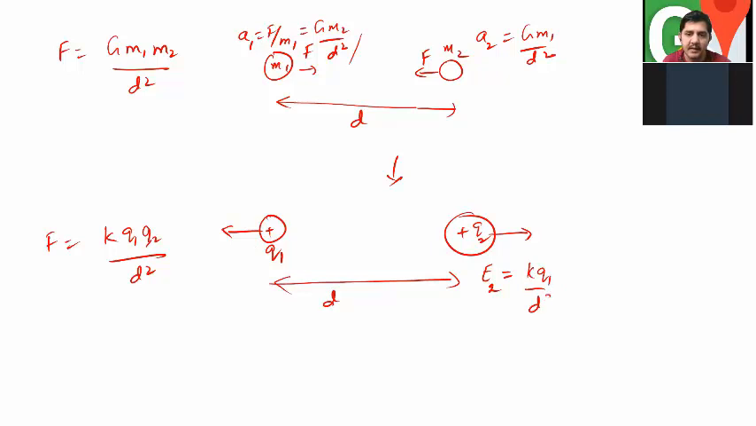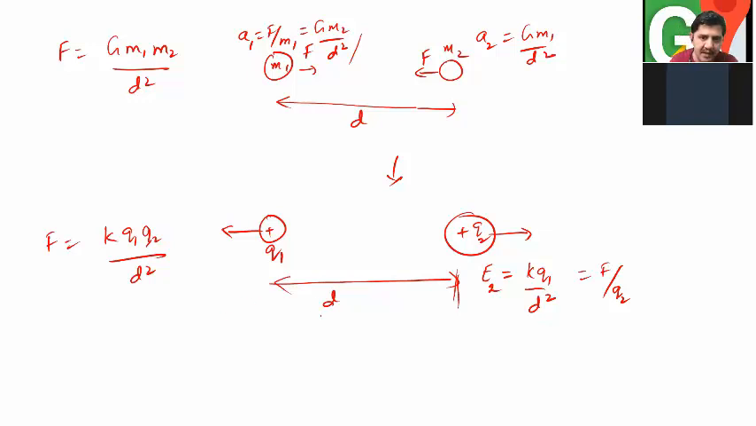KQ1 by D square. Exactly. Which will be F divided by Q2. So whenever I'm talking about electric field, what do I do here? I just find out, what is the force experienced by me? If I put Q2 equal to 1 here, I just ask what is the force experienced by me when I'm standing here, and I maybe have a charge equal to 1. If I put charge equal to 1, then E2 is nothing but the force experienced by me by the charge Q2 due to the charge Q1. So I get this value here, KQ1 by D square.